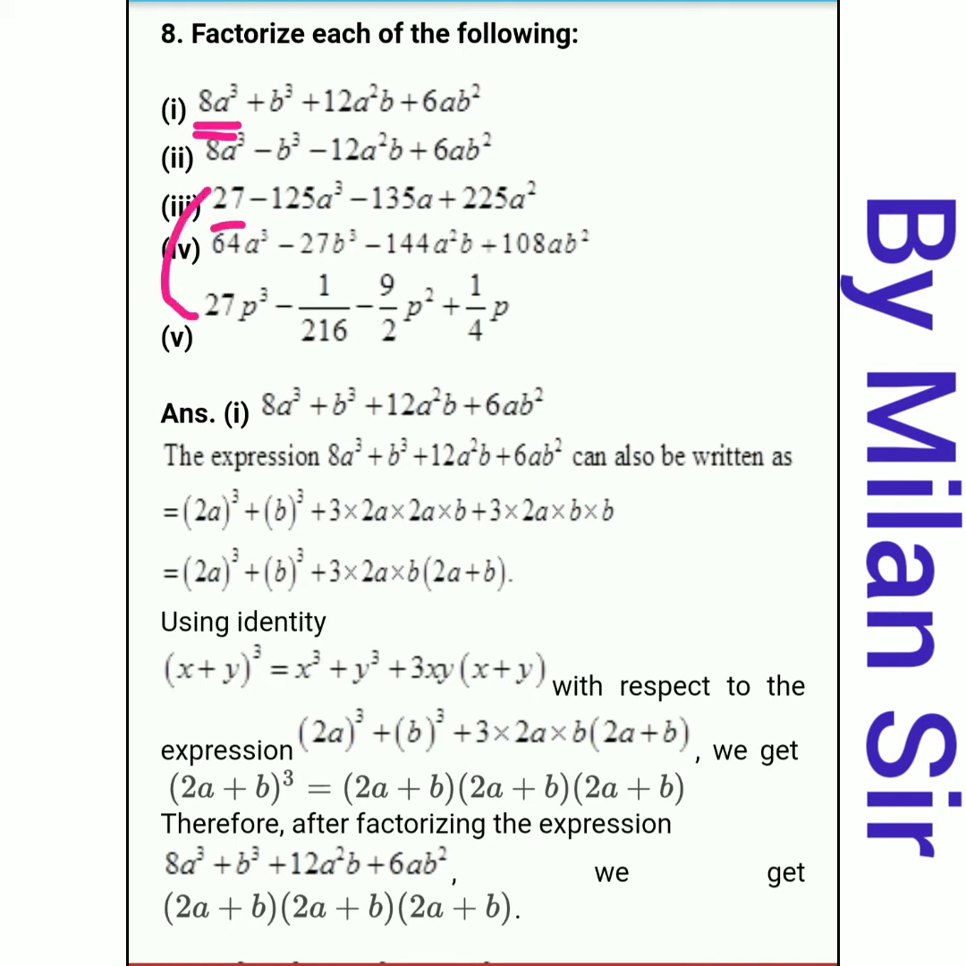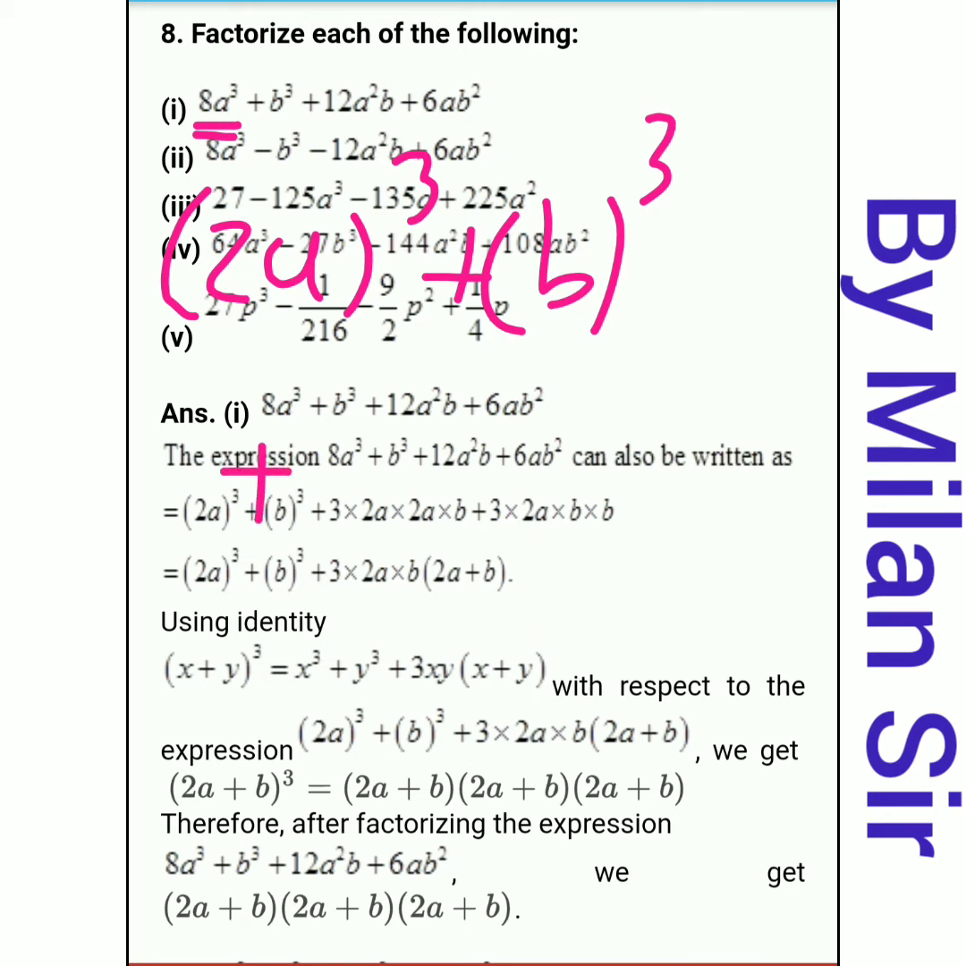Okay, so we can write it like this: (2a) all cube, because 2 cube is 8 and a cube is a cube. So (2a) all cube becomes 8a cube, right? Then plus b cube, so we can write it like this: (b) all cube. We just need to write these two in brackets. After that we need to do the setting.